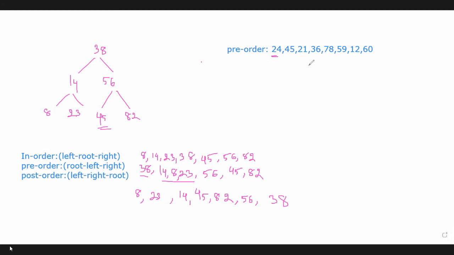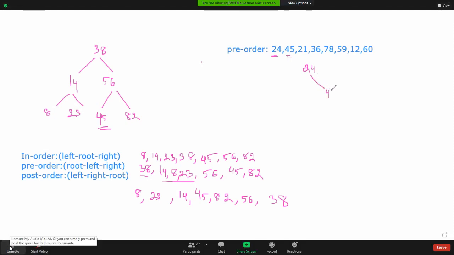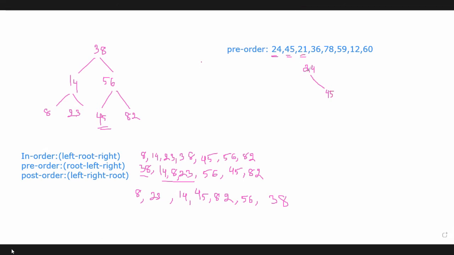Okay, so the first node is 24. That means this is the root node of the tree. Now the next node is 45. So compare it with the root node. 45 is greater than 24. So it should be added in the right subtree. So 45 is the right child of 24. Now the next node is 21. Is it greater than 24? No. It's less than 24, so we add it in the left subtree. So 21 is the left child of 24.